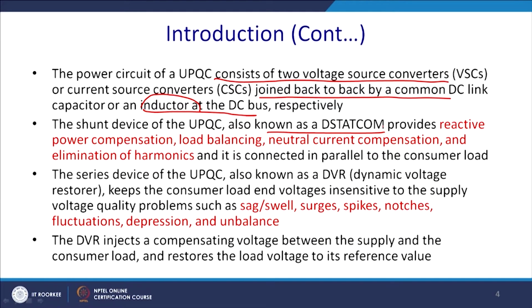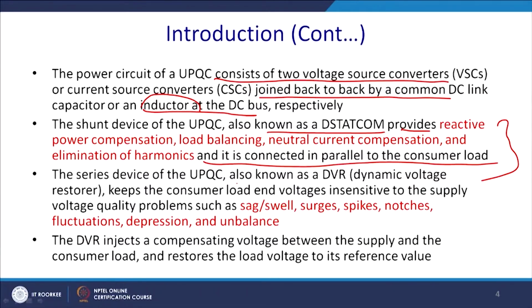The total design and procedure has been discussed. It provides reactive compensation, load balancing, neutral compensation for a 3-phase 4-wire system, and elimination of harmonics, that is, we say a shunt active power filter, and it is connected in parallel to the consumer load. So, it is a shunt compensation. Shunt compensation will do this job, and then there is series compensation, which is essentially a DVR.